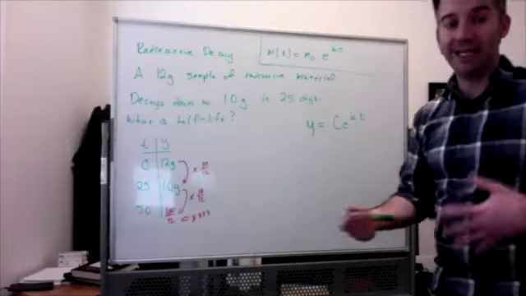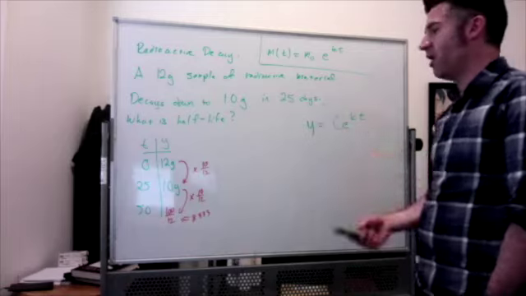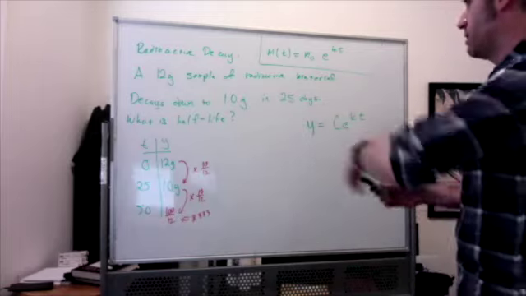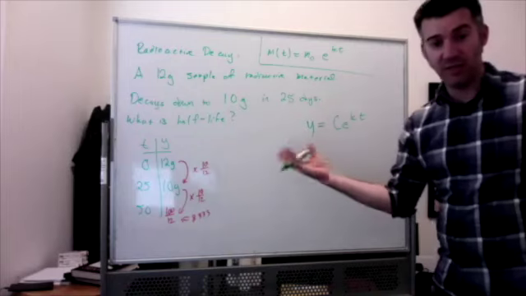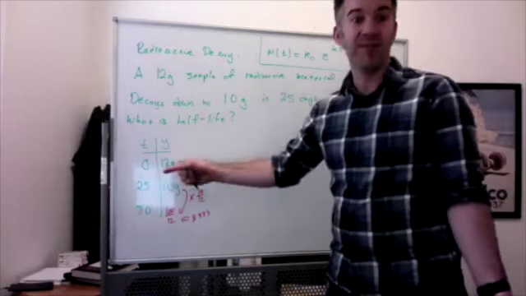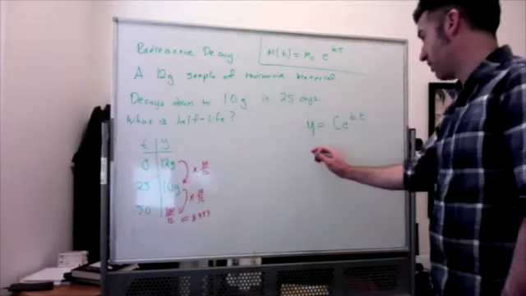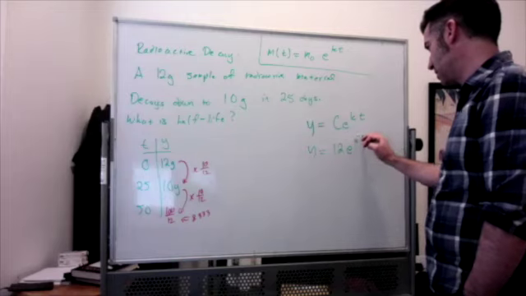So let's find the model. Let's plug in the things. I'm going to skip the step of solving for C and just say, we know that since time equals 0, we have 12 grams, C is equal to 12. So we've got Y equal to 12 e to the KT.